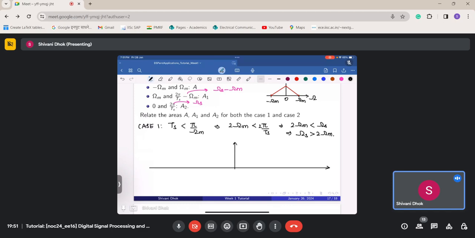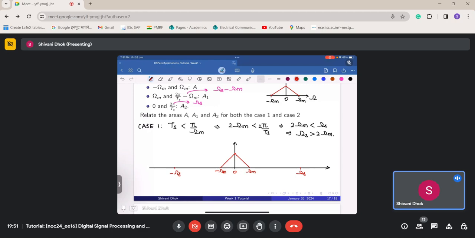Let's try to construct Xp of omega. This Xp of omega is simply the sampled version of it, the same thing that we are doing. So this is 0, this is omega m, this is minus omega m. Let's say this is omega s, minus omega s. So what it says is omega s is greater than 2 times omega m.